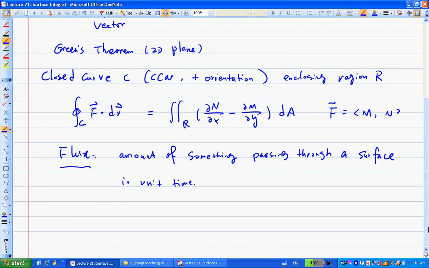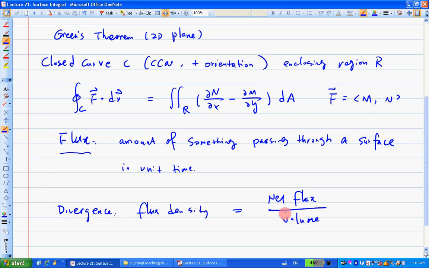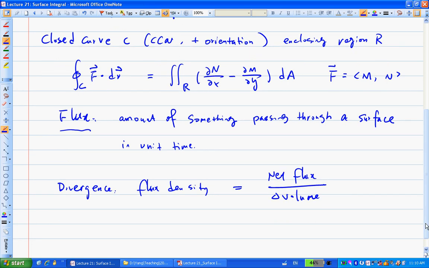But I think sometimes in the order of teaching, they talk about surface integral first and then divergence, but I talk about divergence first, right? So divergence basically is called flux density. In simple language, divergence is essentially equal to the net flux over a delta volume, right? So that's divergence.